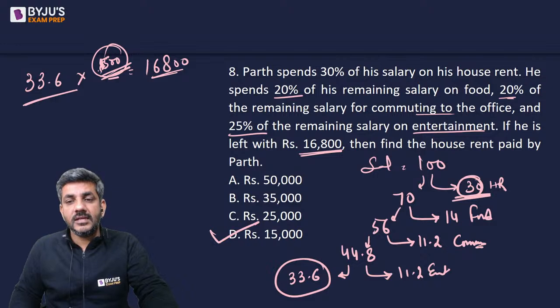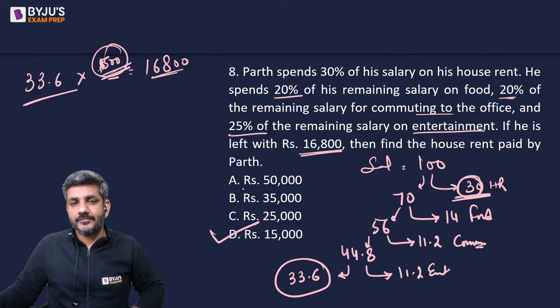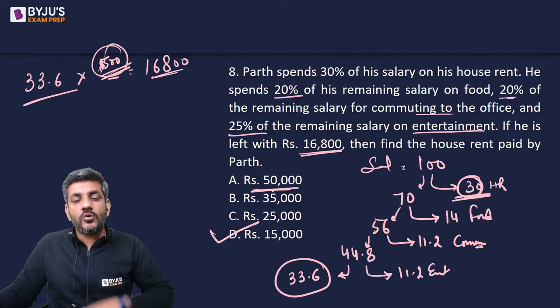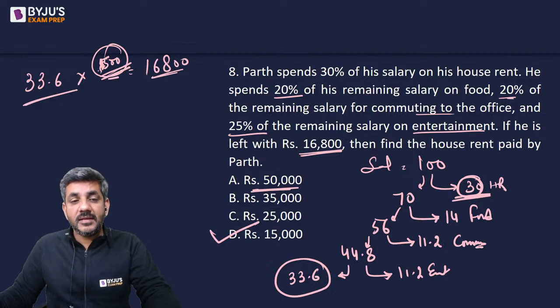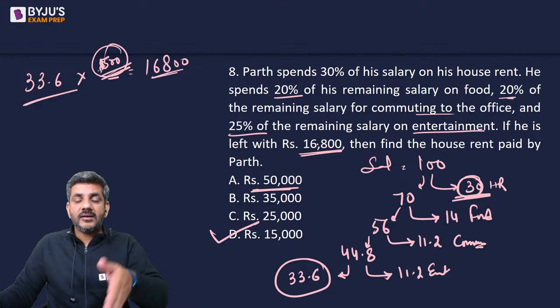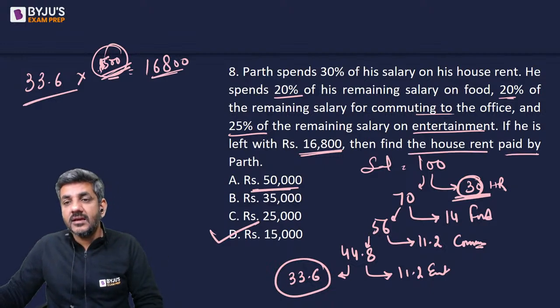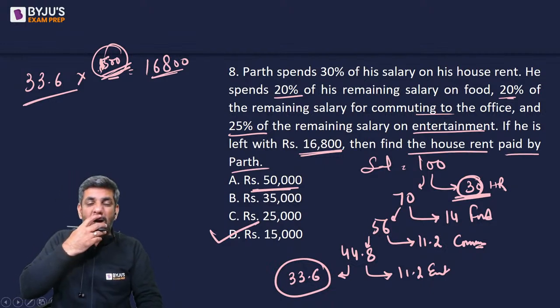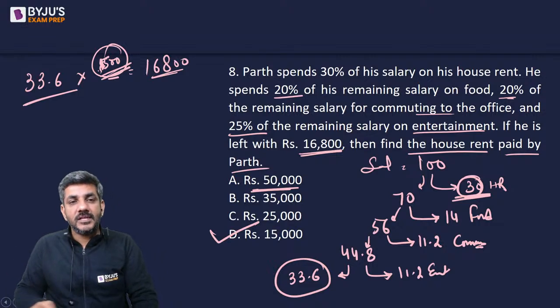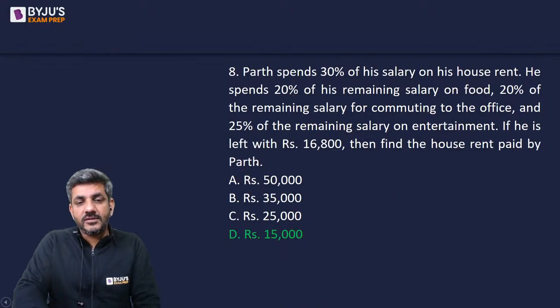So D option is the correct answer here. 50,000 is the total salary. So I see that the answer given by Nisarg is A. Nisarg, you made one mistake in it. You have given the total salary of the person. The question is asking for the house rent paid by Parth. So the house rent paid by Parth is 15,000. So that is the right answer for this question number 8.